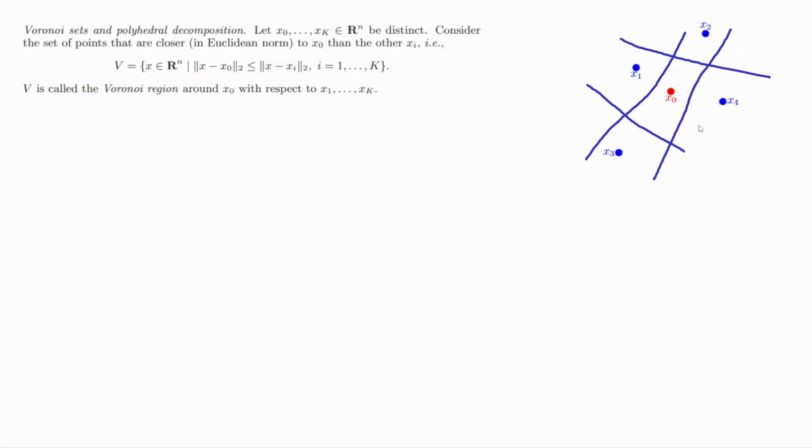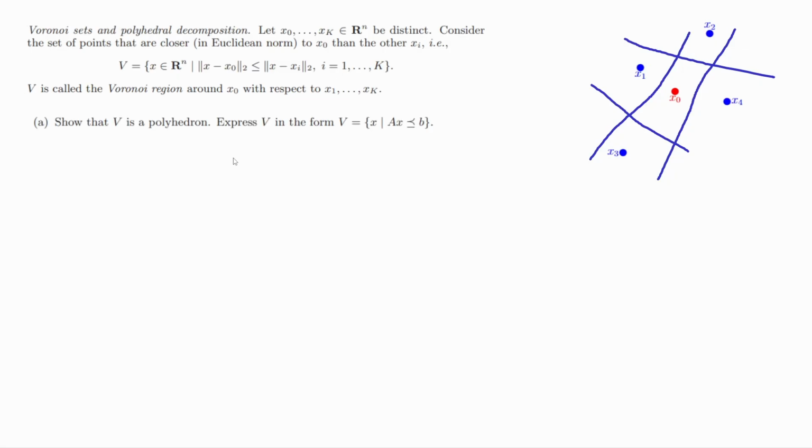Part A asks us to show that this is a polyhedron and express it in the form Ax less than or equal to b. Part B is the converse. Given a polyhedron, can we find points that generate it as a Voronoi region? Finally, part C asks whether any polyhedral decomposition can be realized as a Voronoi diagram. Spoiler for this last part, the answer is no, and we'll show why. So let's start with part A.